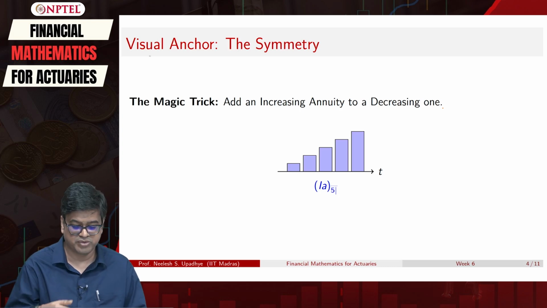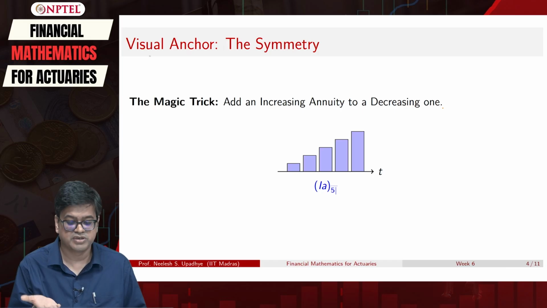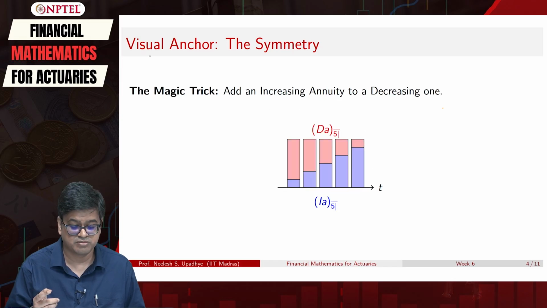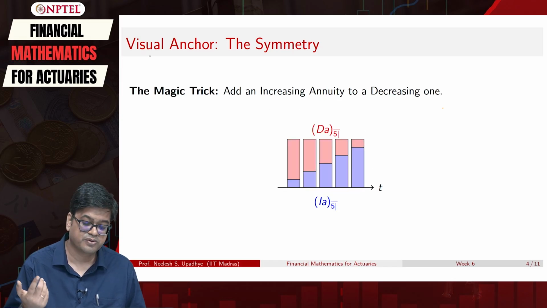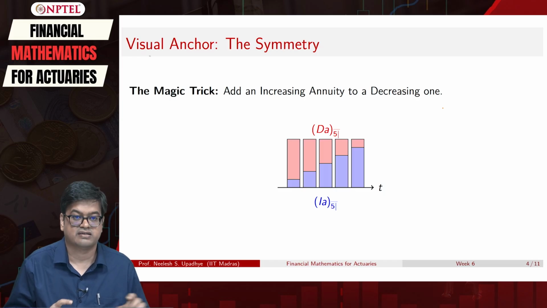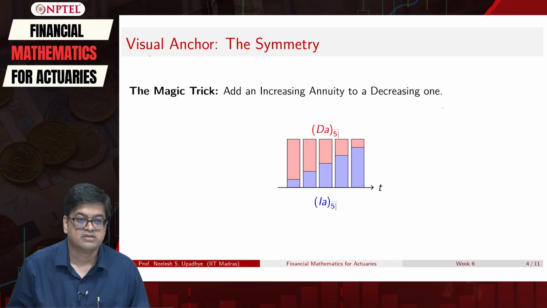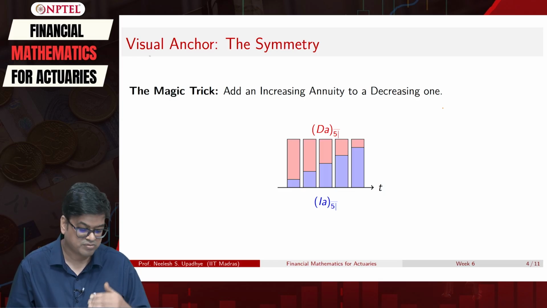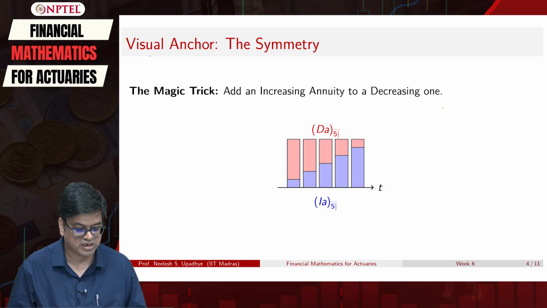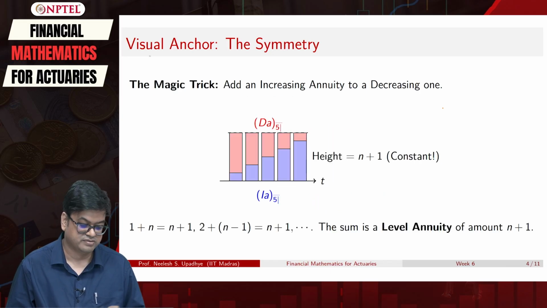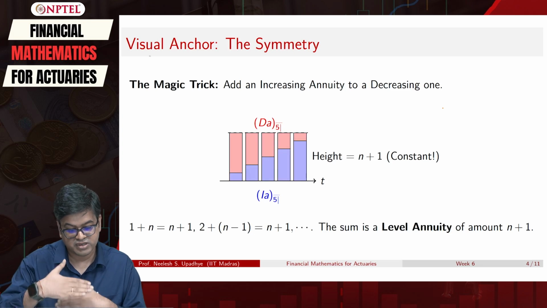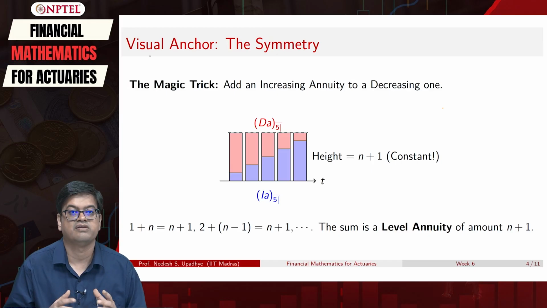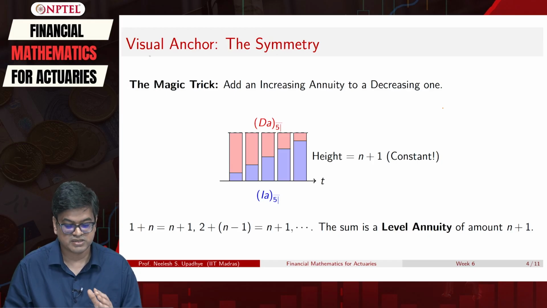If you want to replicate this into a decreasing annuity, you will simply flip the side. The first payment will be 5, second payment will be 4, third will be 3, the fourth will be 2 and then 1. That makes a perfect rectangle. Look at each column, which is a time period: what is the sum of these columns? All of them sum to n plus 1. So the height of all of them is n plus 1, a constant height. This is something like a level annuity.